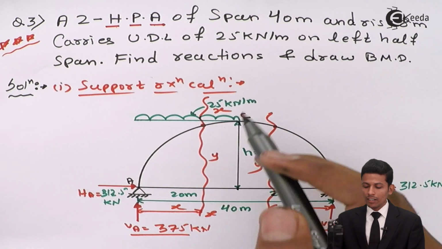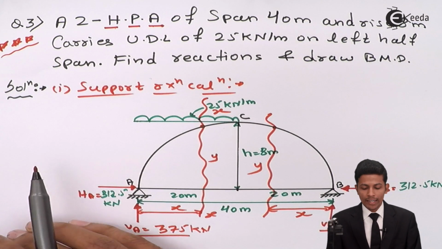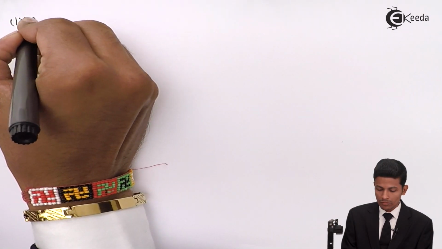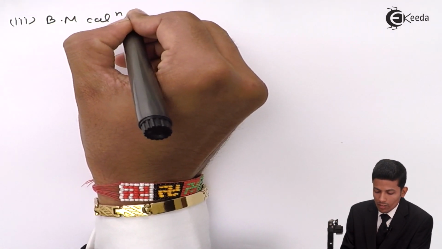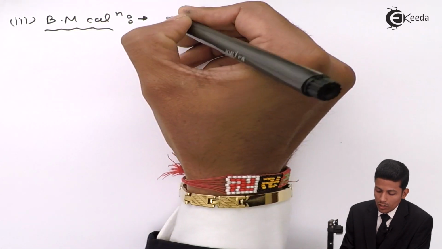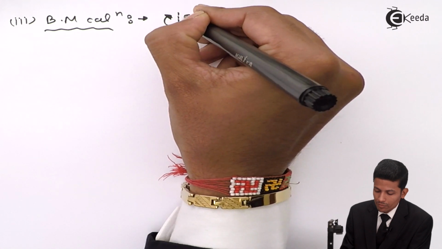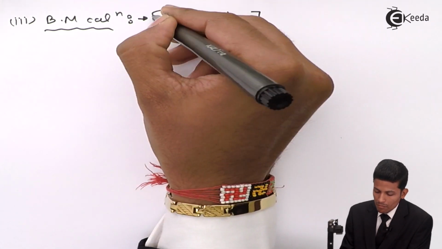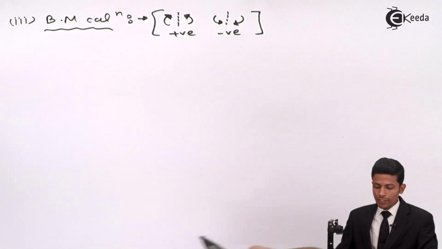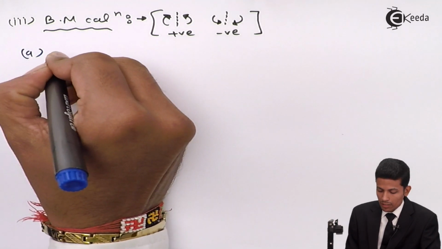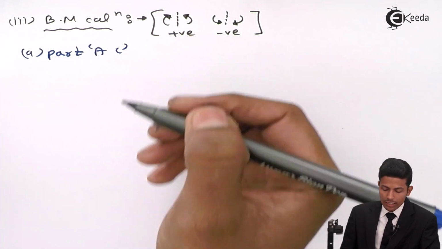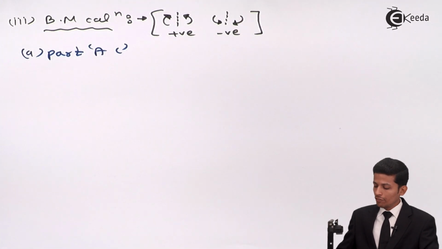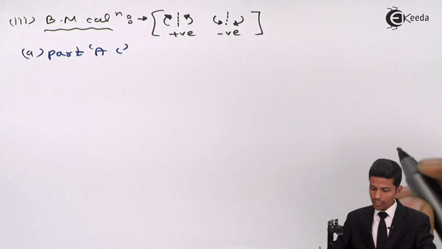Now the third part will be to find the reaction and draw the bending moment diagram. To draw the bending moment diagram, let's start with the bending moment calculation. Part 3 will be bending moment calculation. Now follow this sign convention first. Okay, now let's see, first consider part AC. First consider part AC and draw the FBD of the AC part over here, like over here, A and C.